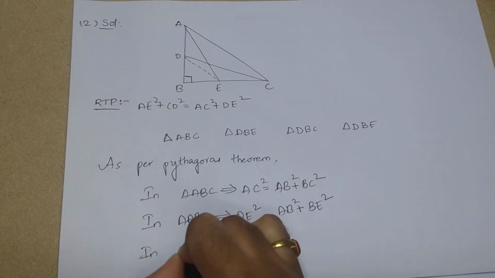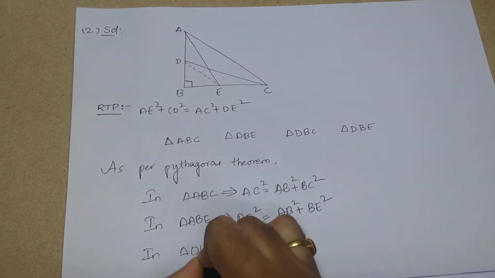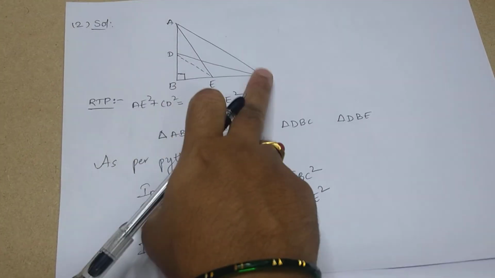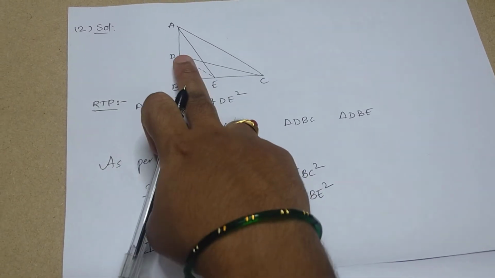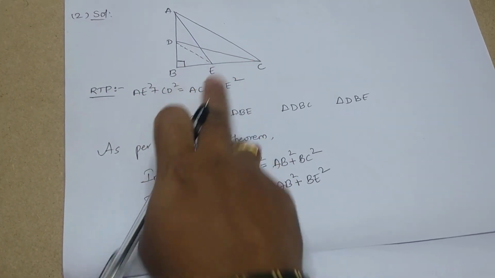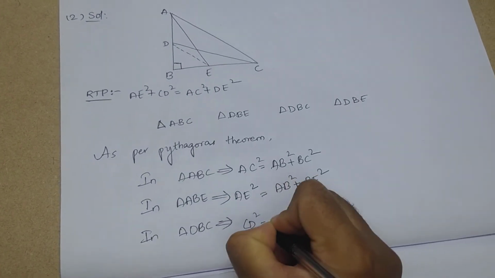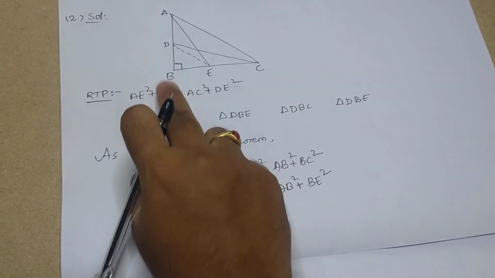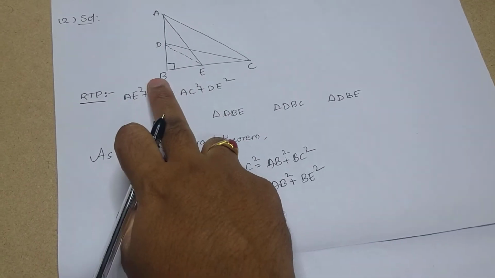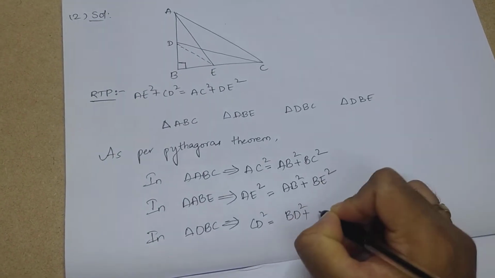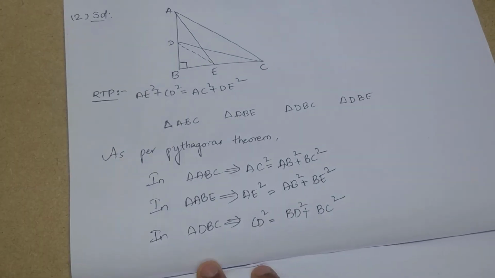In triangle DBC, so this is DBC. What is the hypotenuse here? DC. Okay, you can write it as CD also. So CD square equals to BD square plus BC square. Correct? BD square plus BC square.